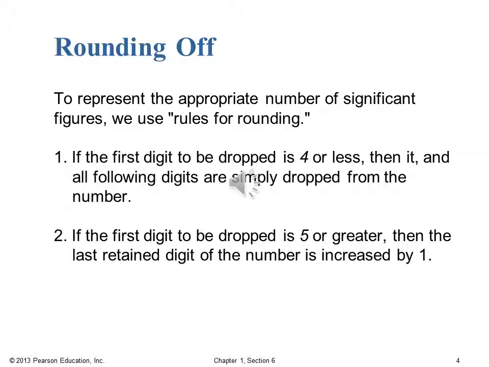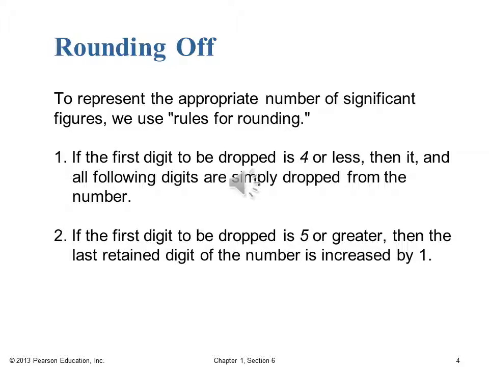Well, we have some rounding rules. So to make sure that you get the appropriate number of significant figures in your result, you have to apply the appropriate rule for rounding. And here we have two rules. Number one, if the first digit to be dropped is 4 or less, then it and all following digits are simply dropped from the number.